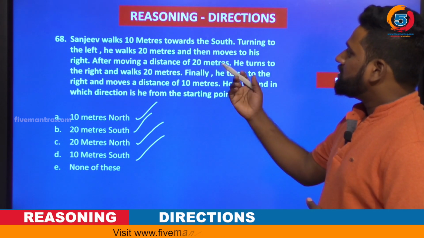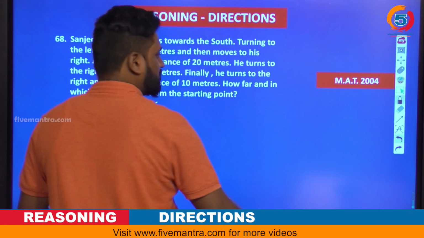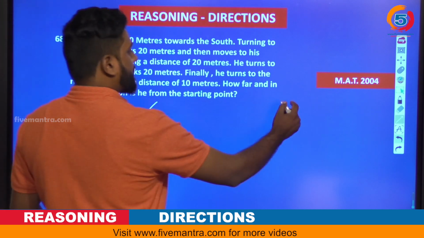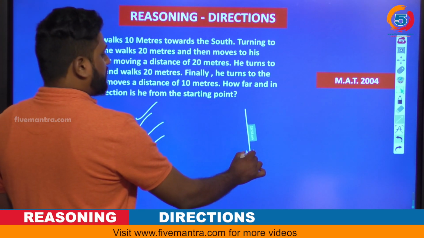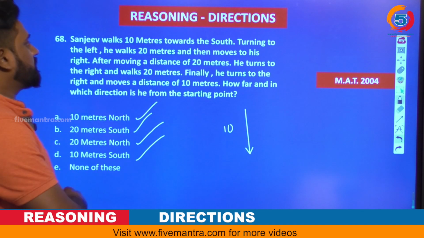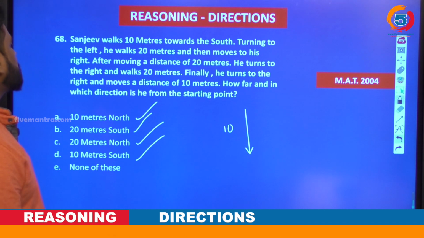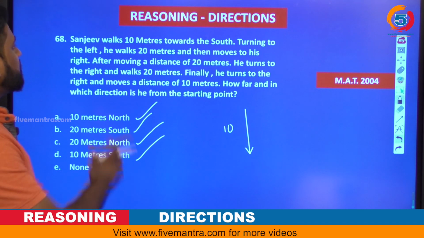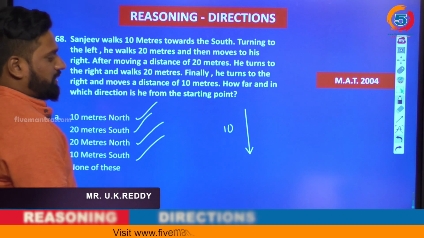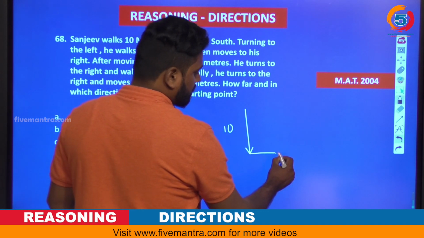Let us see that. So Sanjeev walks first 10 meters towards the south. So south direction 10 meters we can consider. South 10 meters, you can take this as 10 meters. Next, after 10 meters towards south, turning to the left, he walks 20 meters. So left side means this side, 20 meters.